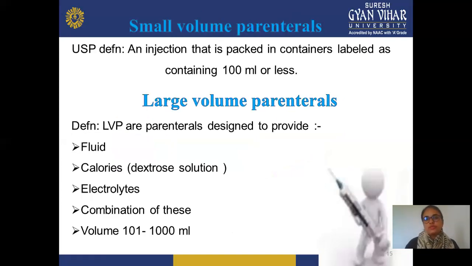Now in classification, first is small volume parenteral. Small volume and large volume, just the name itself says the difference is not the quality but the quantity. A small volume has a small capacity, and a large volume has more capacity. So now we discuss small volume parenteral. According to USP, a small volume parenteral is an injection that is labeled as containing 100 ml or less.